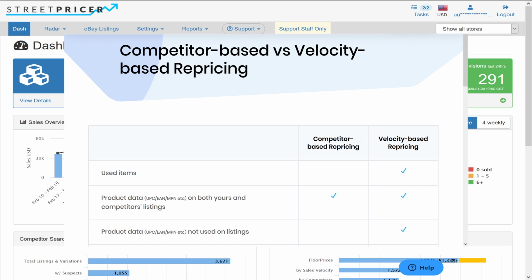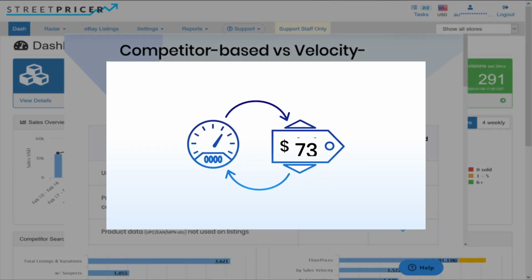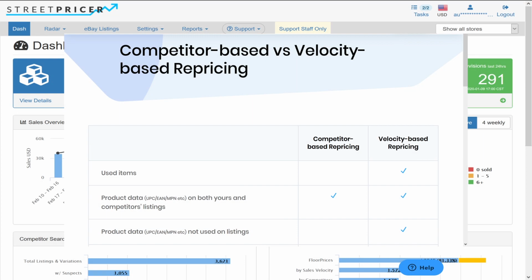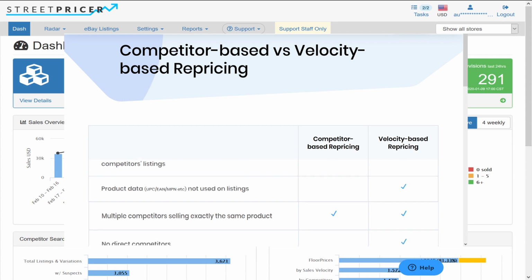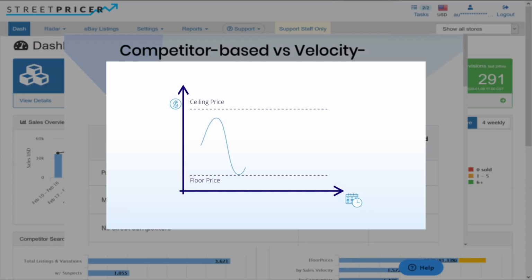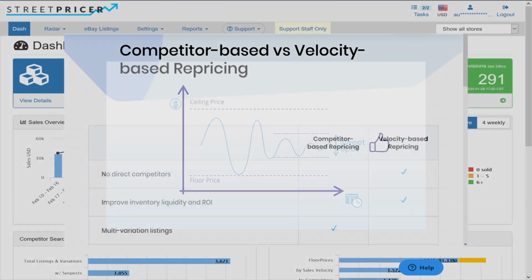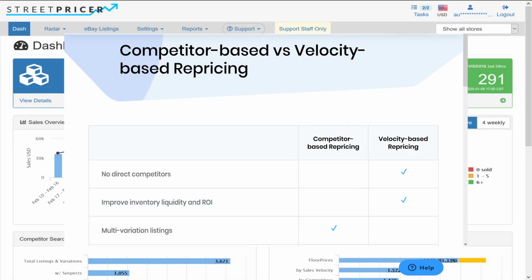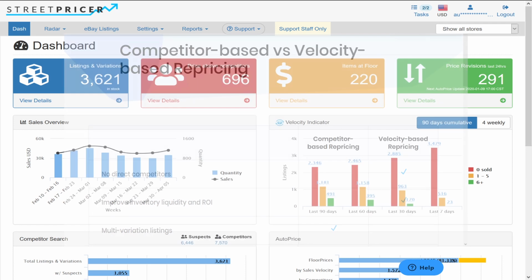Whereas with velocity, because you're not looking at your competition, we calculate your optimal pricing based on your rate of selling, which is how many units you sell over a given time. We calculate your optimal pricing based on how fast or how slowly you're selling. Because there is no need to consider your competition, velocity repricing is usually easier to set up. Now that we know the difference between competitor and velocity repricing, the next step is, what is your pricing strategy?